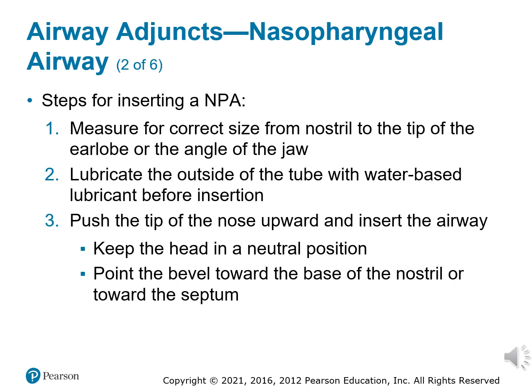Steps for inserting an NPA. You want to measure for the correct size from the nostril to the tip of the earlobe or the angle of the jaw. You want to lubricate the outside of the tube with a water-based lubricant before insertion. Push the tip of the nose upward and insert the airway. Keep the head in a neutral position and point the bevel toward the base of the nostril or toward the septum.